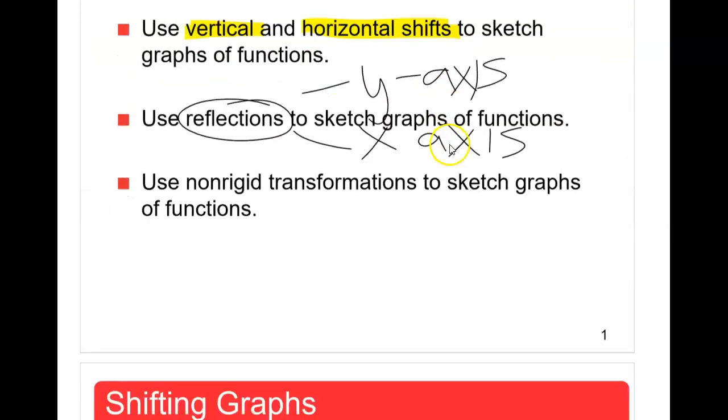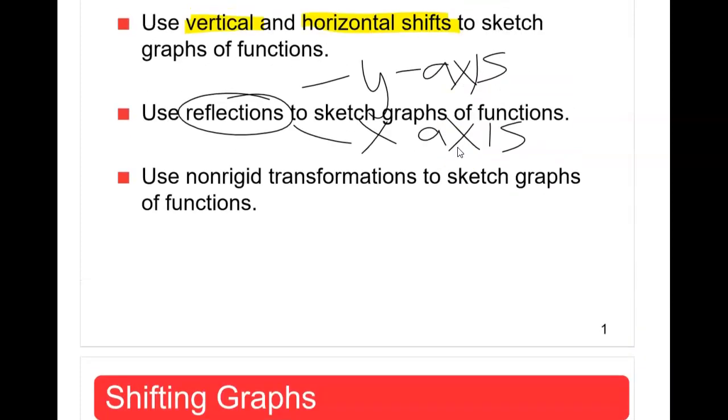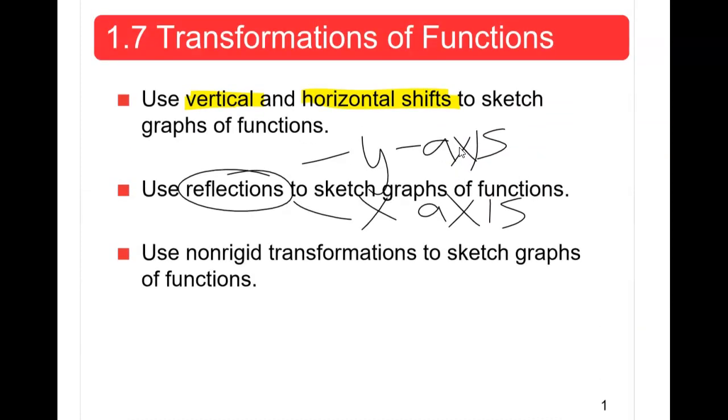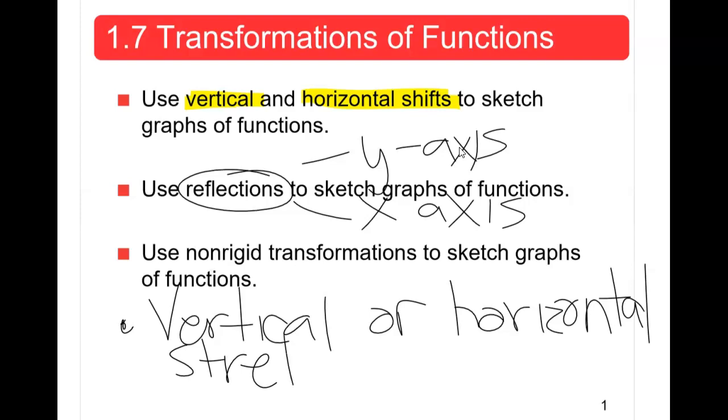So we'll do some examples. One more that is not mentioned here will be the vertical or horizontal stretching. And sometimes we could have both at the same time. Stretching or shrinking.